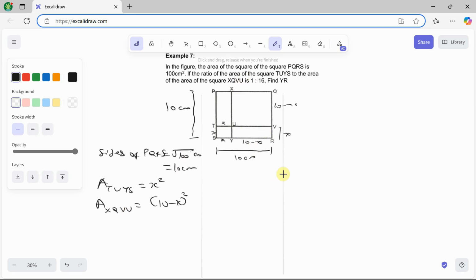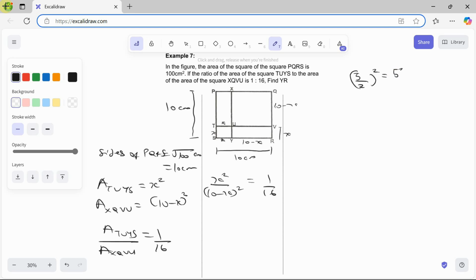We're told that the ratio of the area of TUYS over the area of XQVU is 1 over 16. So let's substitute: X squared all over 10 minus X all squared is equal to 1 over 16. Do you know something? If I have, let's say, 5 over 2 all squared, that's like saying 5 squared all over 2 squared, which is 25 over 4. So the same thing, I could say this is X over 10 minus X all squared. This guy is squared, this guy is squared. 1 is a perfect square and 16 is a perfect square. 1 squared gives me 1, and 4 squared gives me 16. So I could say it's 1 over 4 all squared.